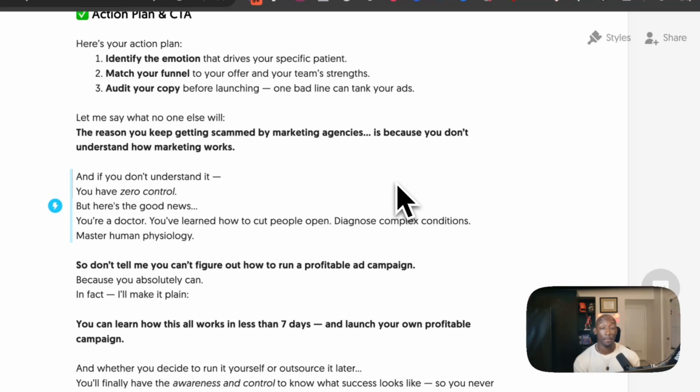The reason why you're getting scammed by marketing agencies is because you do not understand how marketing works. And if you don't understand it, you have no control. But here's the good news. You work in healthcare. You've had to learn how to cut people open, diagnose complex medical conditions, and master human psychology. So don't tell me you can't learn how to run profitable ad campaigns.